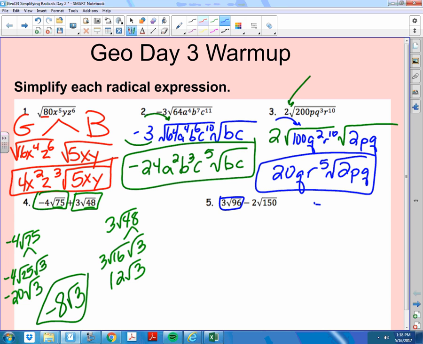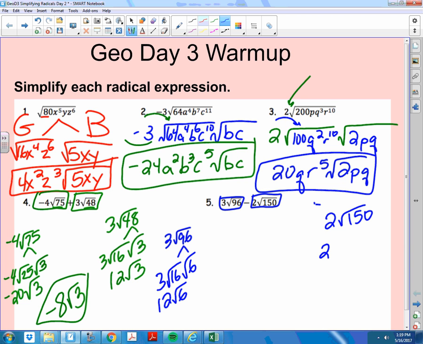So again, I want you to do them individually. So 3 root 96 splits into 3 root 16 root 6. Square root of 16 is 4. So this is 4 times 3, so this is 12 root 6 on the left. On the right, we end up with 2 times the square root of 150, which is 2 times the square root of 25 square root 6. 2 times 5 is 10 root 6. So we have 12 root 6 minus 10 root 6, it's 2 root 6.